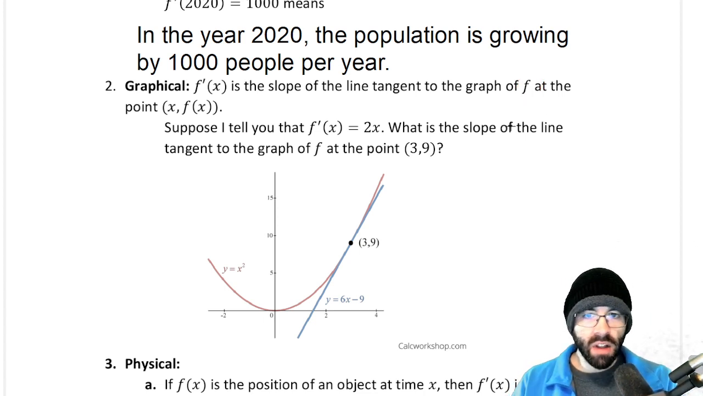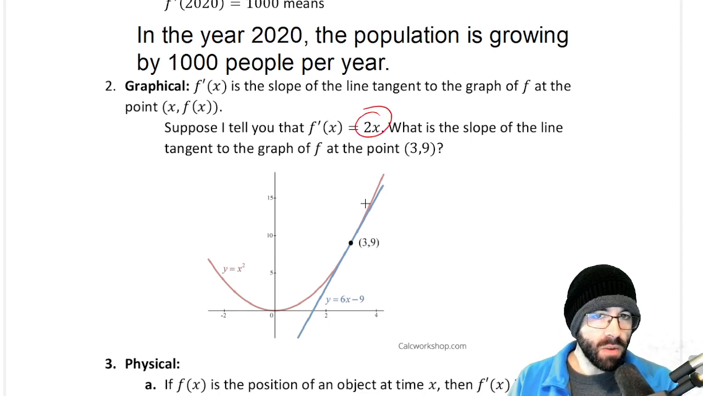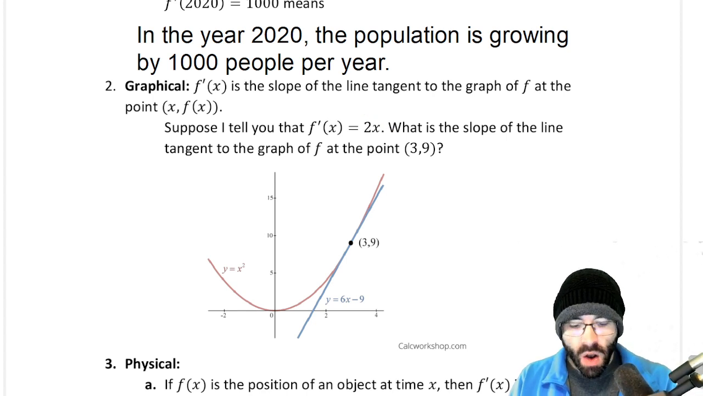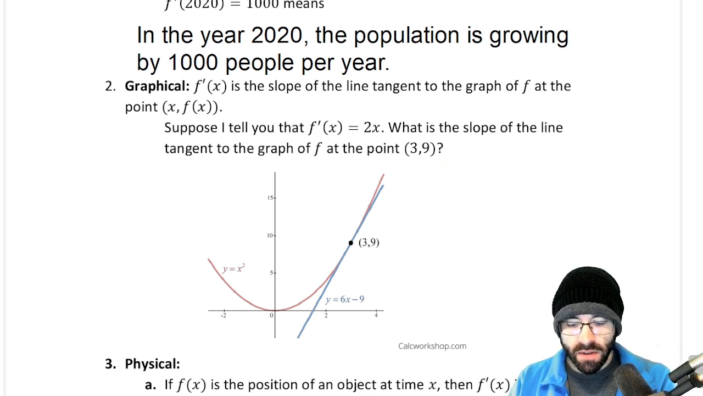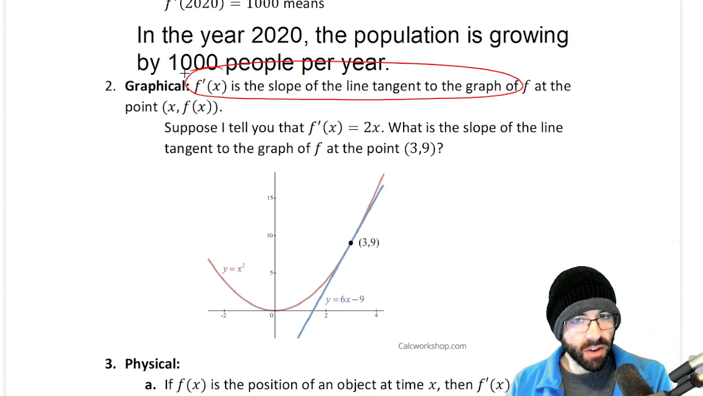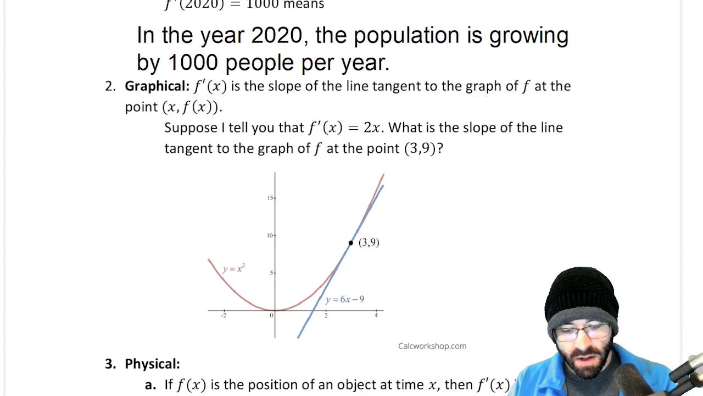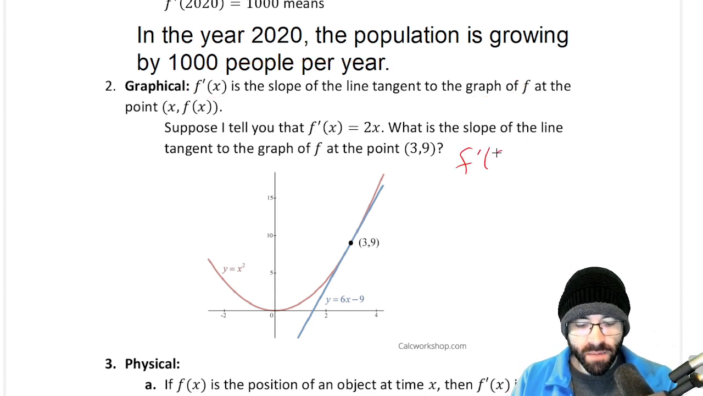So if I tell you that f prime of x, the slope of our original function at any point, is just going to be 2 times whatever x coordinate that is. The question is, what is the slope of the line tangent to the graph at this point? Well, the slope of the line tangent to the graph, that's f prime. So what is f prime of 3? That's our slope.